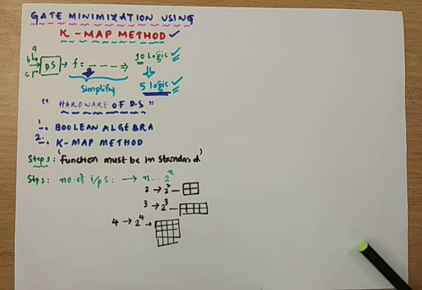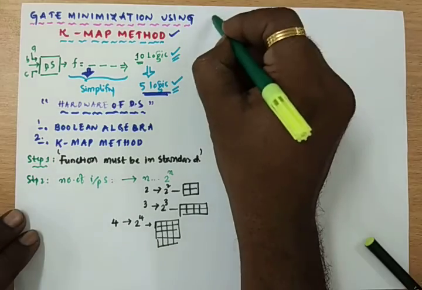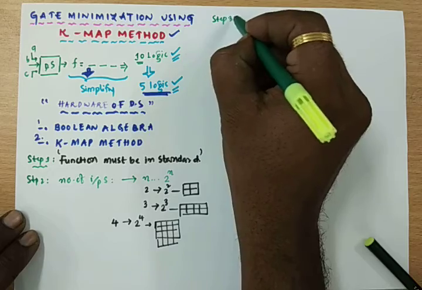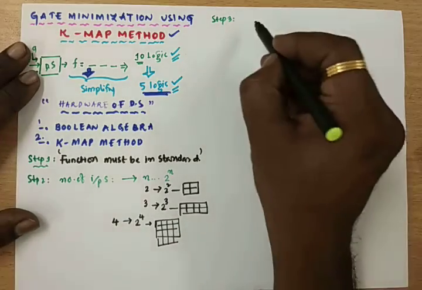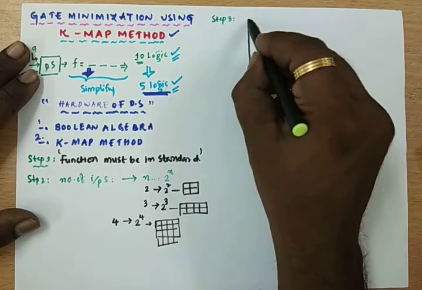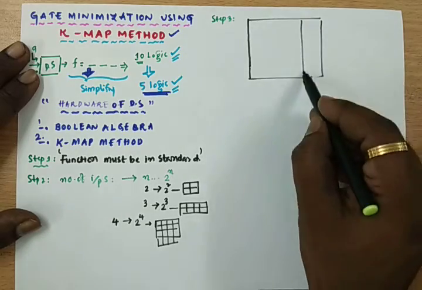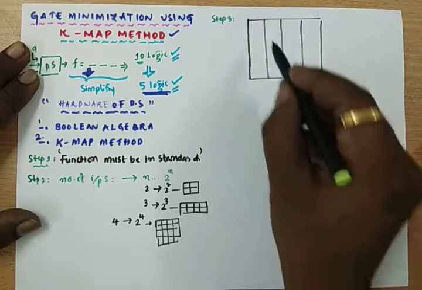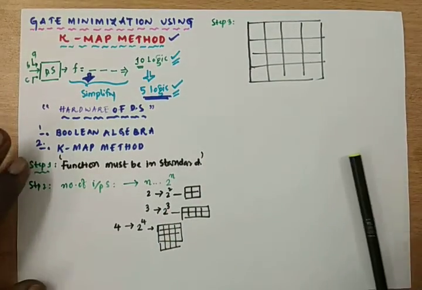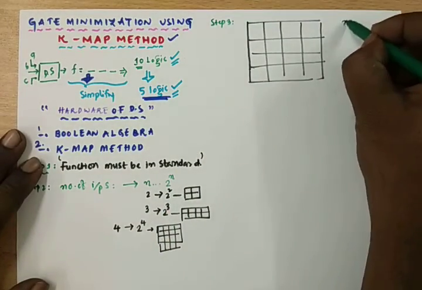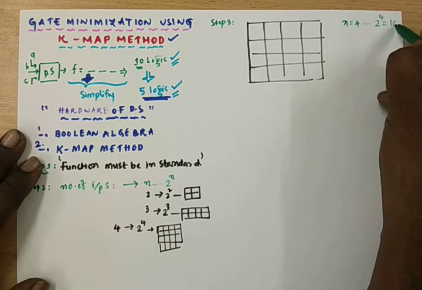Step 3 is that we have to give the notations for each cell. That means we have to give the address for each and every cell by giving some particular notations. For example, I am going with the number of inputs being 4. So n is equal to 4, which means how many cells or boxes can I have? 2 power of 4 means 16 boxes.